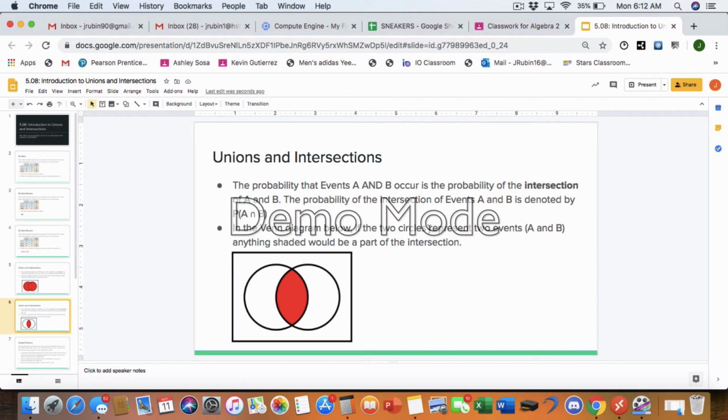Now in the Venn diagram, what do we notice? The shaded region is still the intersection, but now only that overlap is the intersection. Again, we will talk about that a little later on, like what that means, not today.